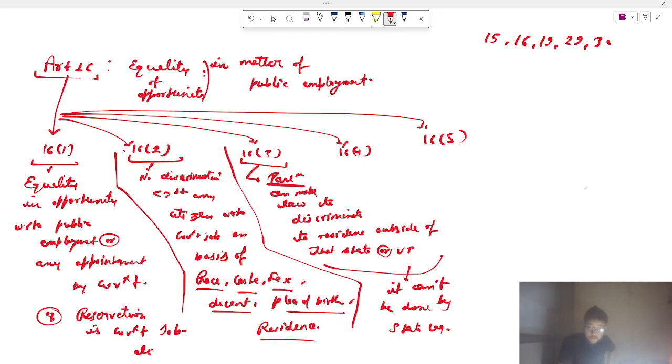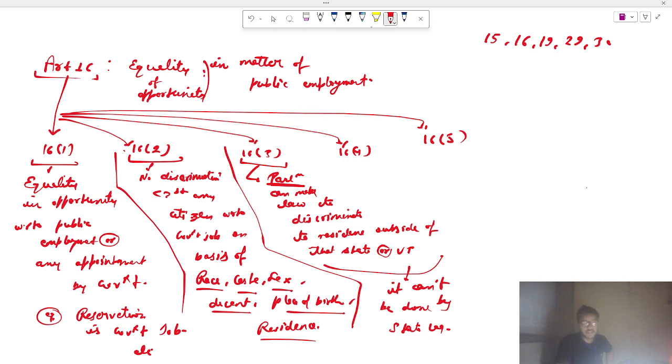In Article 16 Clause 2 they have not mentioned language as a ground, so the state can discriminate on the basis of language. They can make a rule that you can apply for a government job if you know this language, and if you don't know it, you can't apply. Or they can require that at least 12th standard schooling should be done in this language. So they cannot discriminate only on these grounds; other than these grounds, the state can discriminate and do whatever they want.